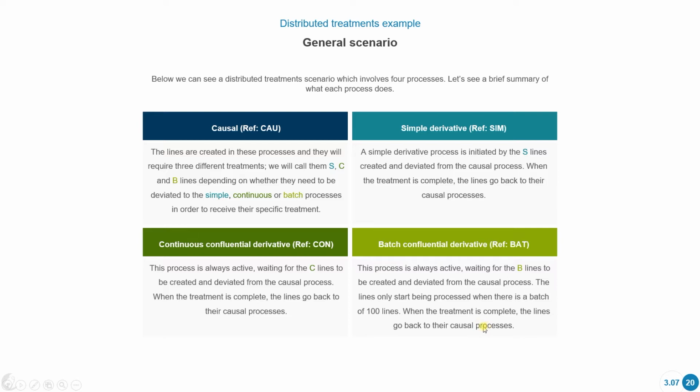So this is something all the derivative processes have in common. This one is sending the lines back, this one is sending the lines back, and this one is also sending the lines back. Differences: this is a simple derivative process, so it's a one-to-one relation, and these aren't. These are confluential processes. One of them is continuous and the other one is in batches, but we have a one-to-one relation. So I'm going to continue with the explanation. It's important to try to follow it carefully. If you don't understand something, you can always pause the video, go back and try to listen again.